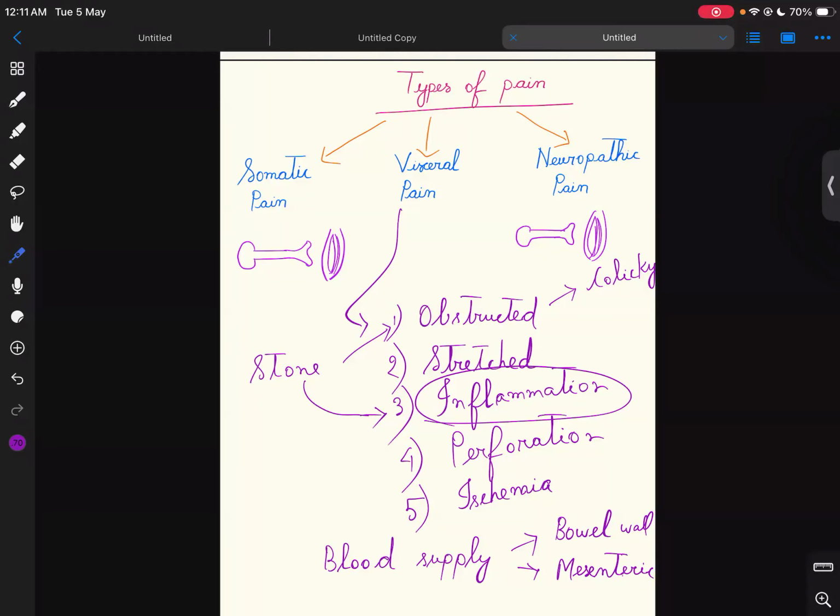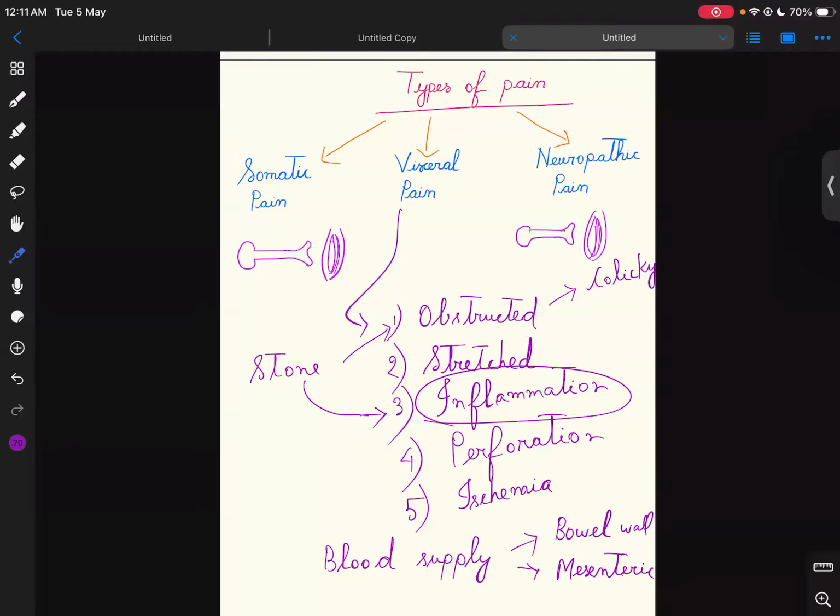In inflammation, what type of pain will occur? Dull pain. But in perforation, it will be diffuse pain. In inflammation, it will be localized dull pain. Okay. And what about stress, like swelling of the liver capsule? Dull pain, localized dull pain.